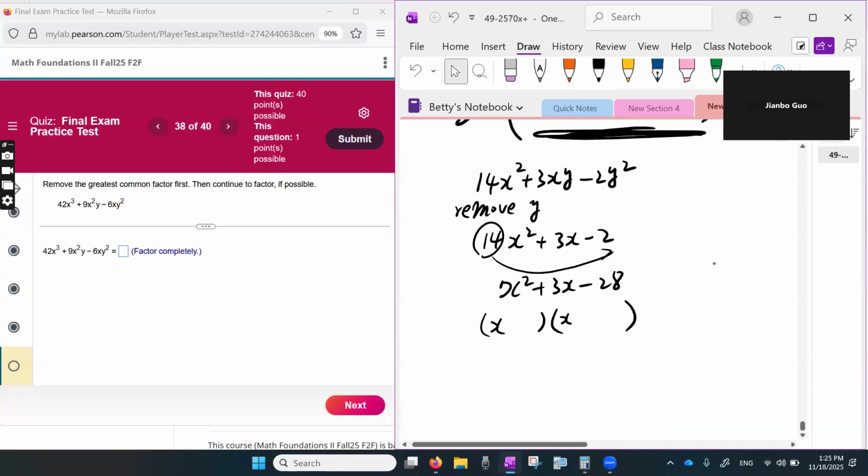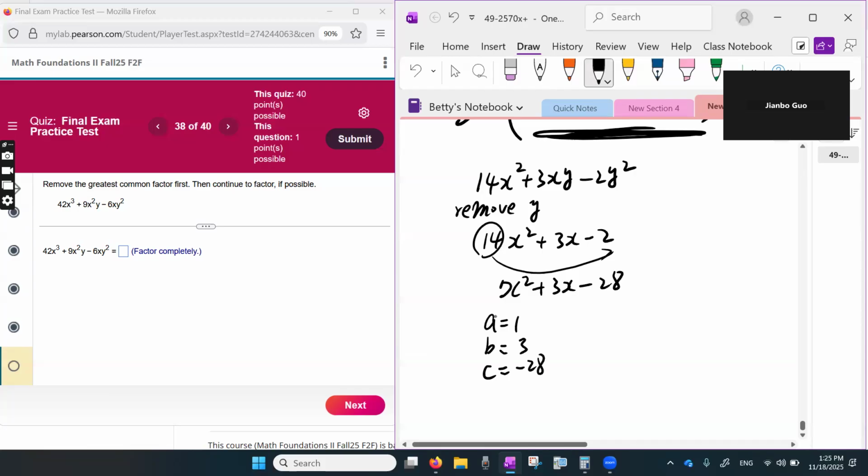Find the two integers. Yeah, we should do ABC. Sorry. When you get very familiar with the process, it's okay to skip steps. But we should always follow the process when we are not very familiar with that. So A is 1, B is 3, C is negative 28.